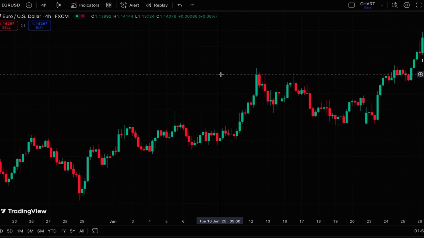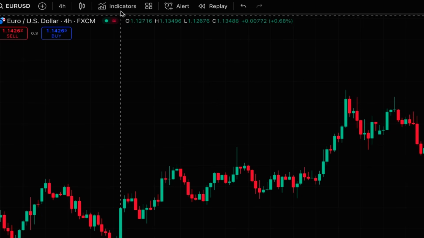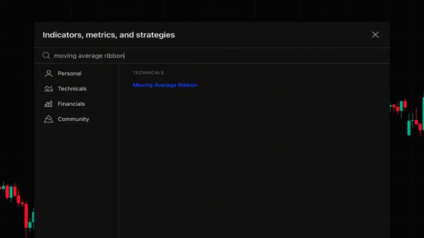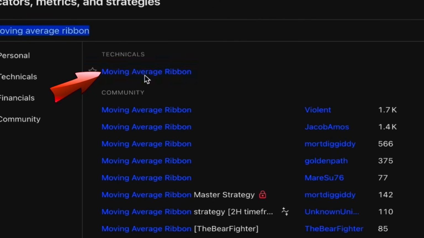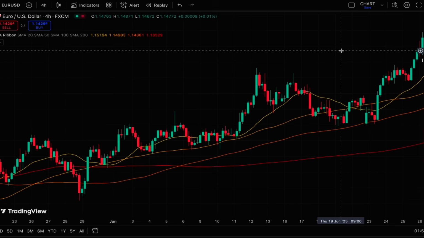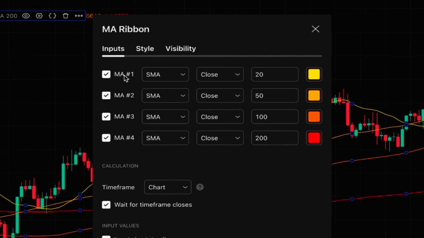In this trading strategy, we have 4 exponential moving averages and we have a MACD. So here we click on indicators, and similarly we add a moving average ribbon. We add this one, moving average ribbon, which is a built-in indicator on TradingView platform, and we need to change and adjust the settings.